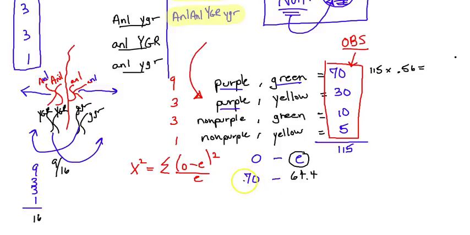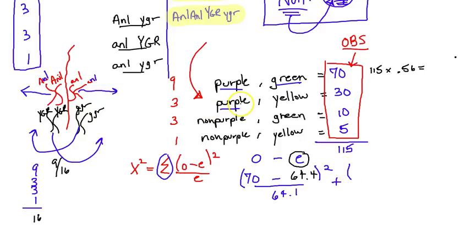30, and of course what we do is 70 minus 64.4. Okay, we're going to find that number. We're going to square it. Okay, we're going to divide by the expected, which is 64.4. All right, we're going to find that entire number, and then we're going to add it. See, it's the summation of the other 3. So what's the other 3? Now I'm not going to do all 3, but let's do the next one.